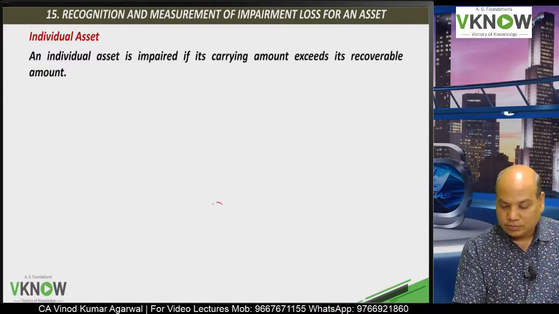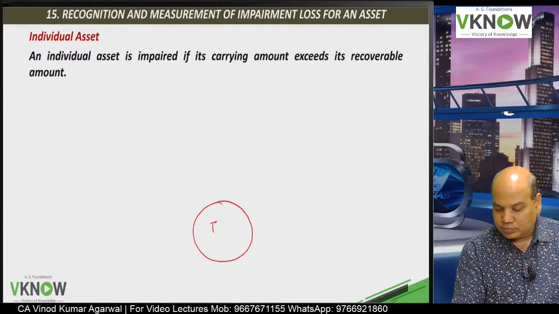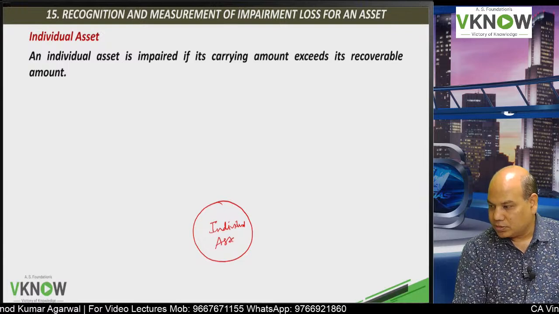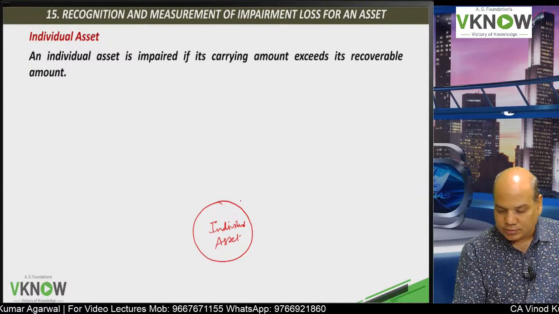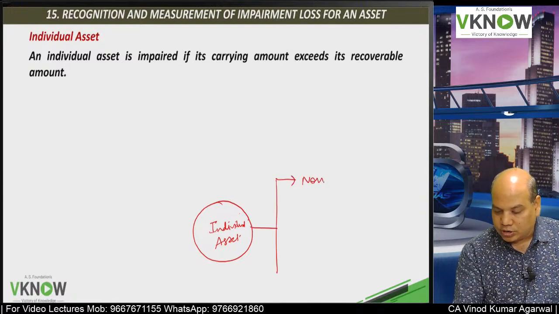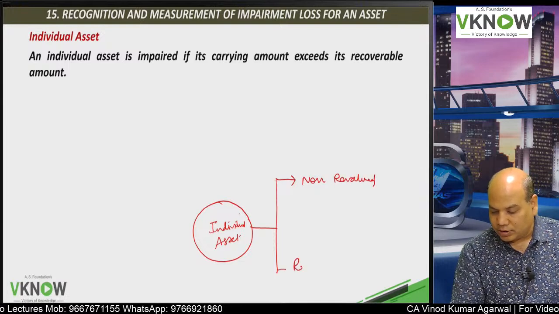First, today we will see impairment of an individual asset. In case of an individual asset, there will be two categories: non-revalued and revalued.